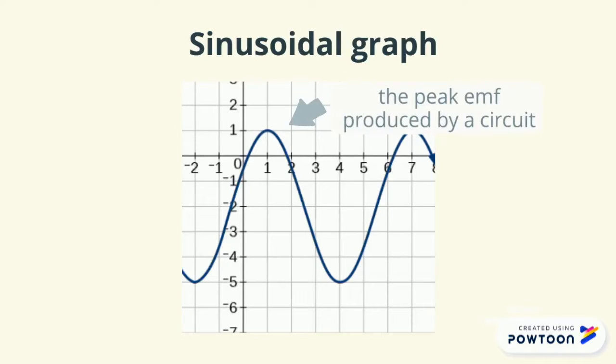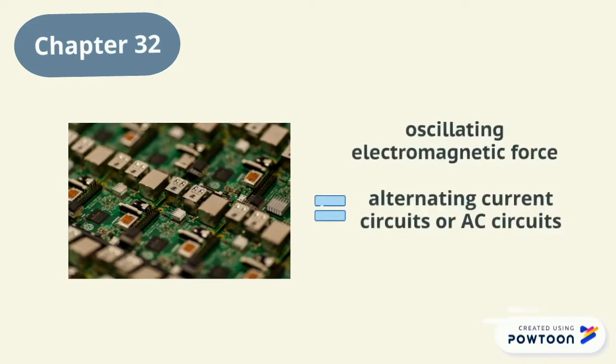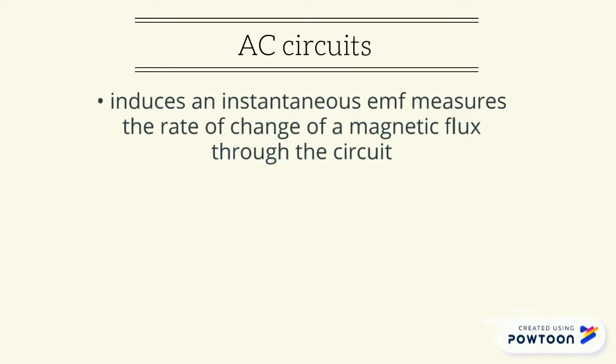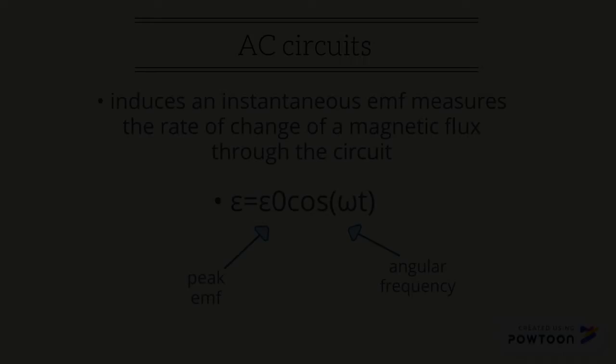In chapter 32, we are looking at how circuits that have an oscillating electromotive force, also known as alternating current circuits or AC circuits. So an AC circuit induces an instantaneous EMF, measures the rate of change of a magnetic flux through the circuit. It is written out as epsilon equals epsilon naught cosine omega t as a function of time, where omega represents the angular frequency, and epsilon naught is the peak EMF the circuit goes through.